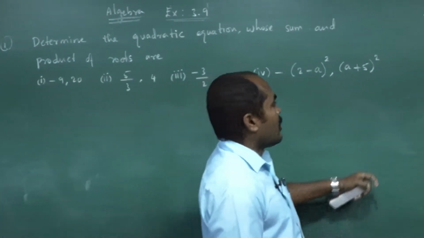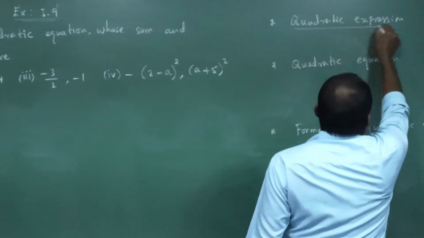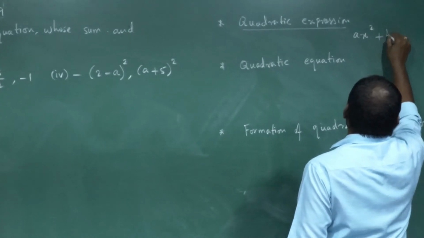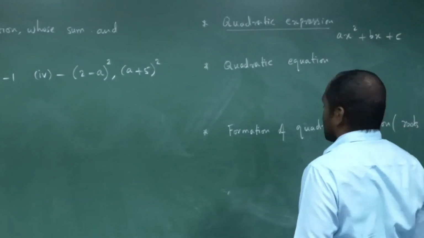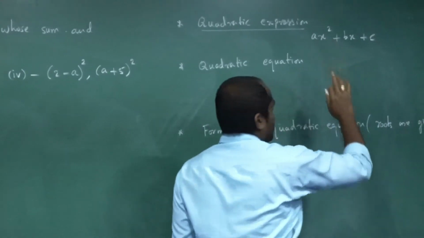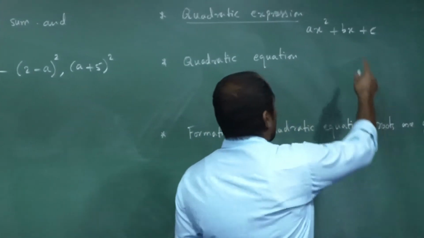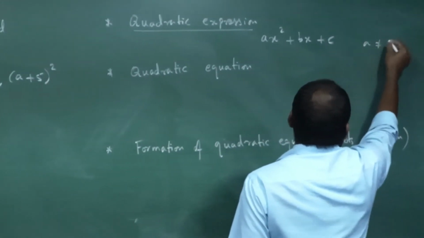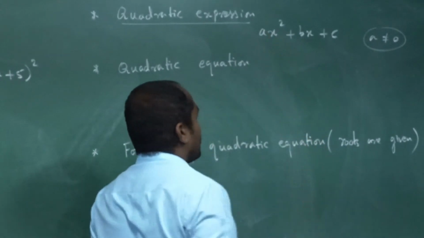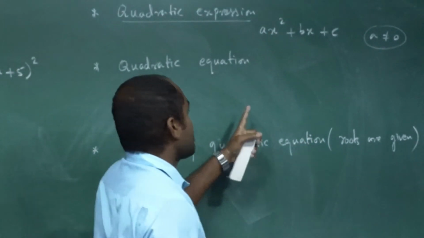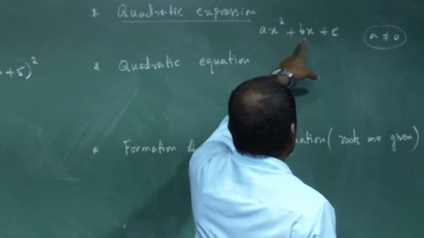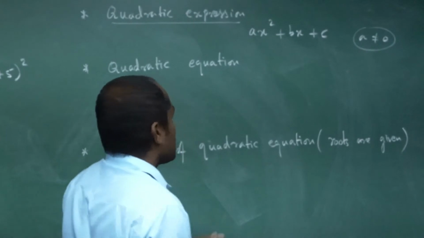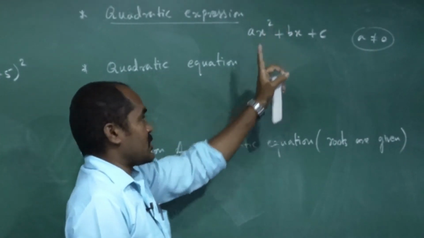Listen. First, quadratic expression. Any expression in the form of ax square plus bx plus c is called a quadratic expression, where a is not equal to 0. Suppose a is 0, it's not a quadratic expression, because we get the bx plus c term only, and bx plus c is a linear expression.